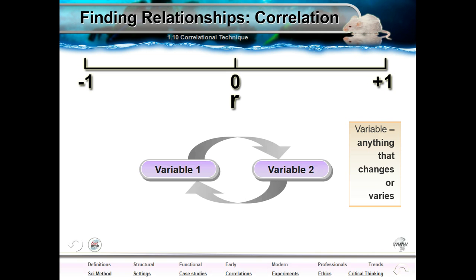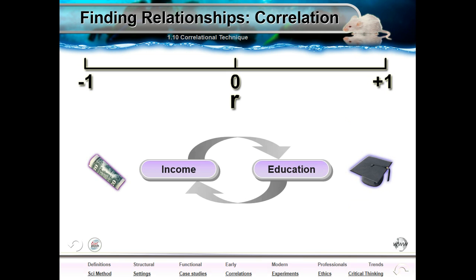So let's take an example of some things that are related to each other. I think we all agree that maybe income and education are correlated. In a minute, we'll talk about the difference between positive and negative. But when we talk about income and education being correlated, basically what we're saying is that people who have higher education may have a higher income.